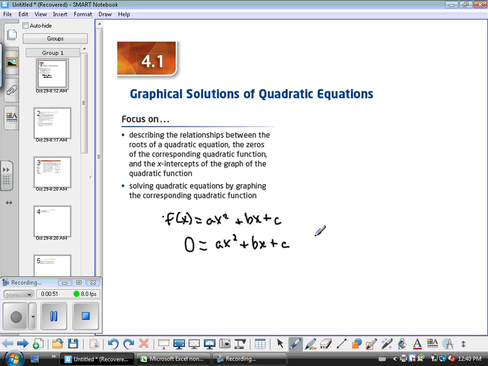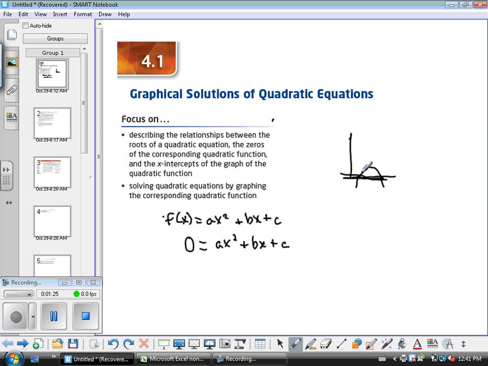So just to make that distinction for you, we're focusing on describing the relationships between the roots of a quadratic equation. I don't know if you've found roots before, maybe when you were factoring quadratic equations: the zeros of the corresponding quadratic function. That would be when you have your quadratic function and you graph that nice parabola, just like that. The zeros would be where y equals 0, right? So essentially, where does it cross the x-axis? And the x-intercepts of the graph of the quadratic function.